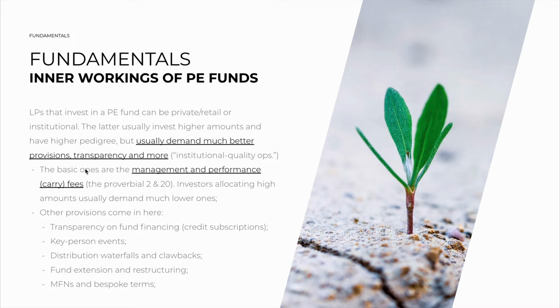There are multiple provisions at stake when receiving an allocation, the most famous being the management and performance fees, the proverbial 2 and 20. Investors allocating high amounts, and especially institutions, usually demand much lower fees. Usually, the management fee is heavily negotiated because it's something that the team receives without needing to actually obtain results, while the performance fee or the carry is usually not negotiated. The investors don't care about it because that fee is only charged if they get results anyway.